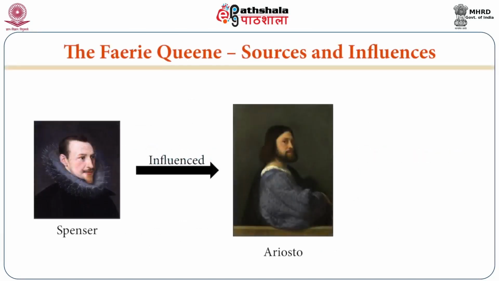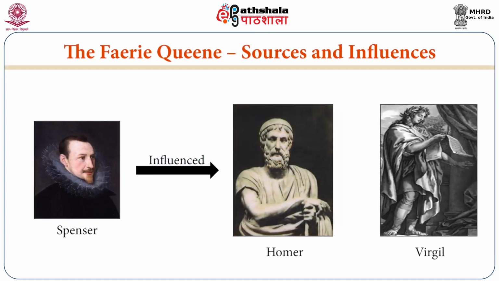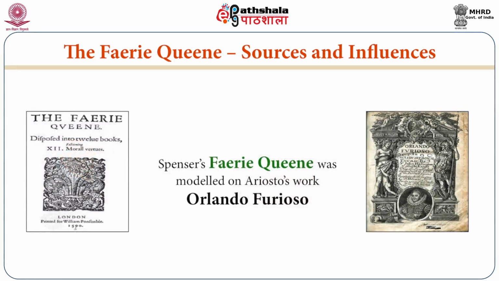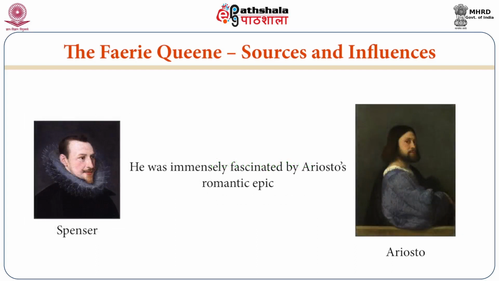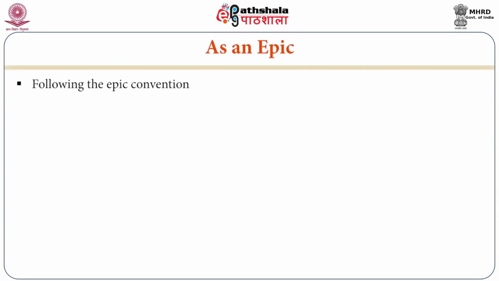Spenser was greatly influenced by foreign writers like Ariosto, Tasso, Homer, Virgil, Plato, Cicero, and Lucretius. Spenser's Faerie Queene was modeled on Ariosto's work Orlando Furioso, one of the prominent texts of all time. He was immensely fascinated by Ariosto's romantic epic. Friends, he follows the tradition of an epic poem, and here are some elements.